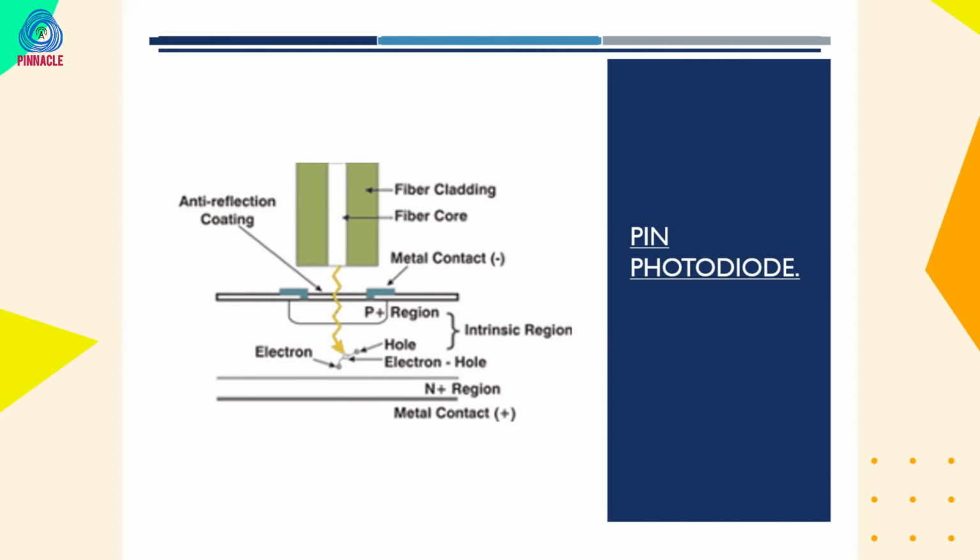Okay, so this is the structure: this is the P region, this is the intrinsic region, and this is the N region. This is an anti-reflection coating, because when we are connecting a fiber, we don't want back reflections of light. Okay, and the core is properly aligned in the detector. Because of that, electrical current is generated and it is proportional to the incident light on the photodetector. So this is the structure of a PIN photodiode.